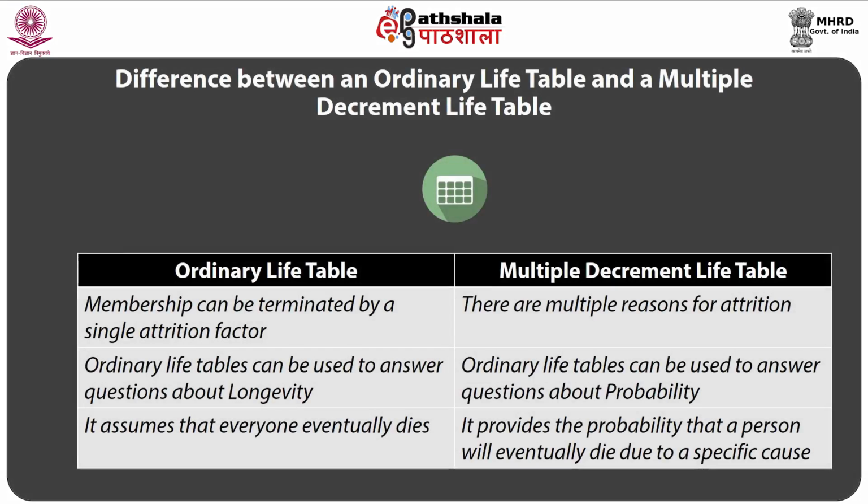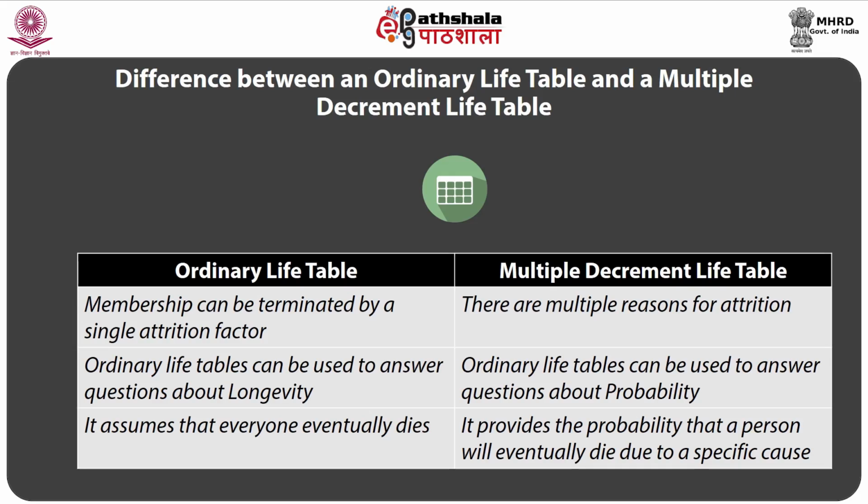Difference between an ordinary life table and multiple decrement life table. In an ordinary life table, membership in a well-defined cohort can be terminated by a single attrition factor. In a multiple decrement life table, there are multiple reasons for attrition.